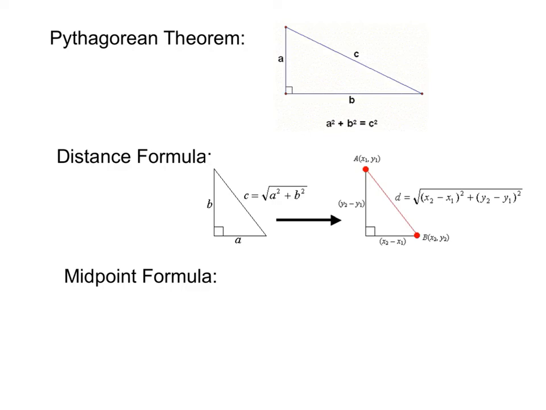And finally, we have the midpoint formula. This is where we have 2 points. The coordinates of the first point are going to be (x1, y1). The coordinates of the second point are going to be (x2, y2). And the coordinates of the midpoint, m, is simply going to be (x1 plus x2) over 2 for the x-coordinate. And the y-coordinate is going to be (y1 plus y2) over 2.